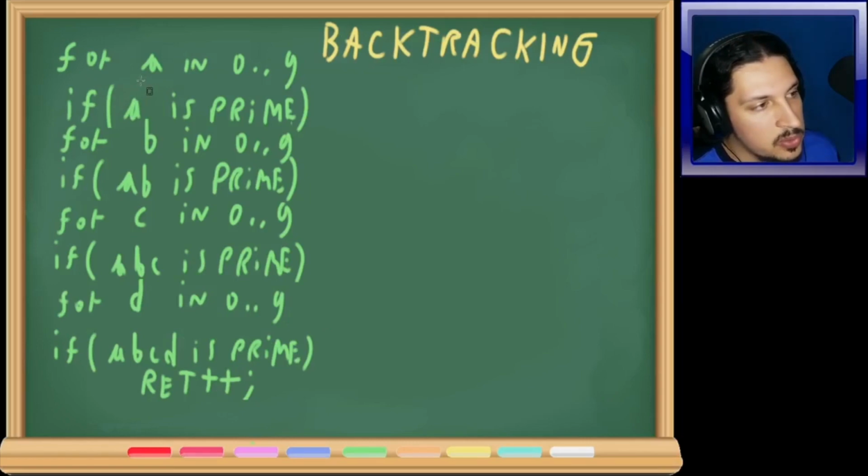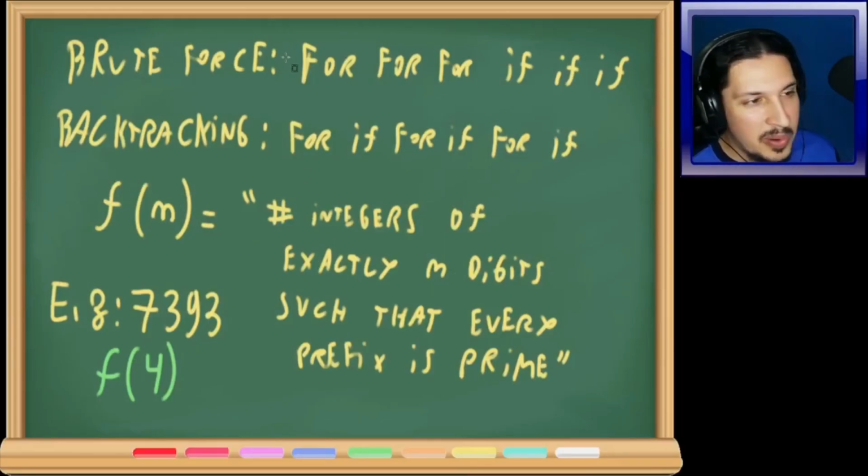First, we choose the first digit A, and we can already check something, because if the first digit is not prime, we have already failed. So we put the first if. And so on. Once we have chosen the first two digits, we can check that that part is prime before continuing. And so on. So this is what I mean: brute force is for, for, for, if, while backtracking is for, if, for, if.